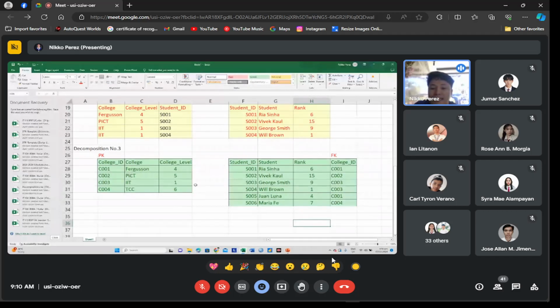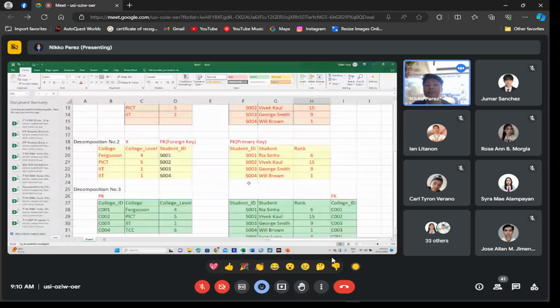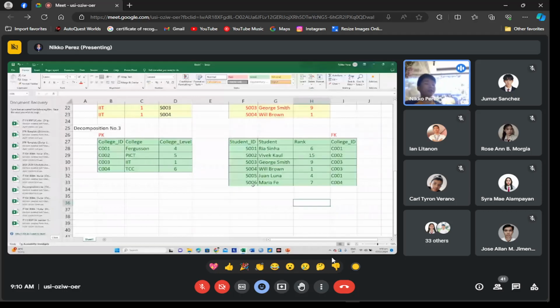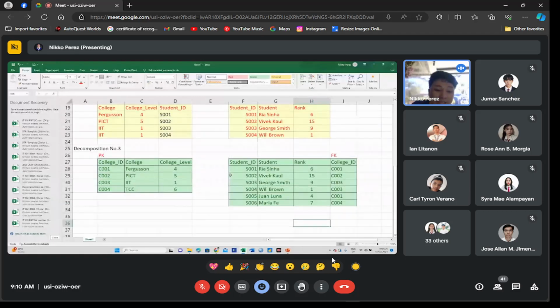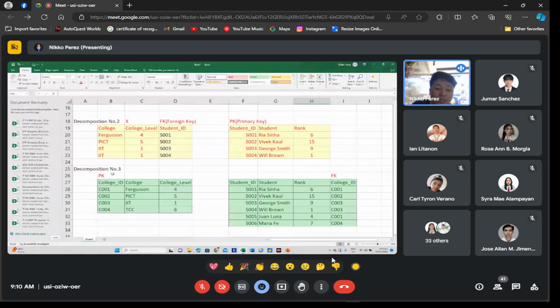No? There is no data redundancy anymore. So we resolve the problem of data redundancy and loss of information by having this method of decomposition in number 3, where our college ID is what we share to the other table, not the student ID shared to the college table. It's a matter of the right application of the relationship.